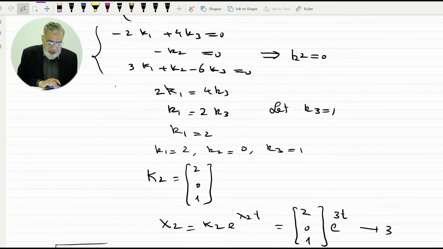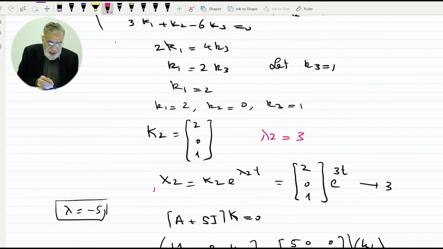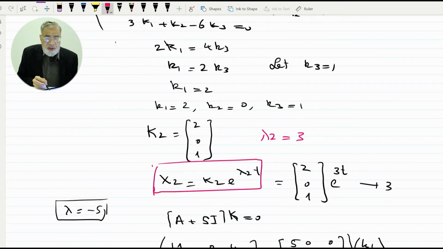That gives me the eigenvector related to lambda 2, and here lambda 2 was equal to 3. So we get 2, 0, 1. Again I substitute in my equation, and I get the solution x2 is equal to k2 e to the power lambda 2 t. My k2 is (2, 0, 1) and lambda 2 is 3, so I get (2, 0, 1) e to the power 3t. This is my x2.